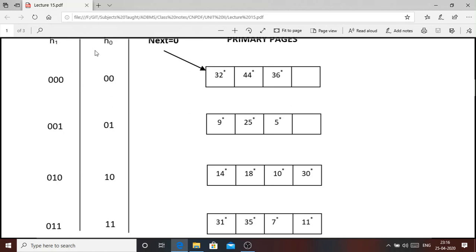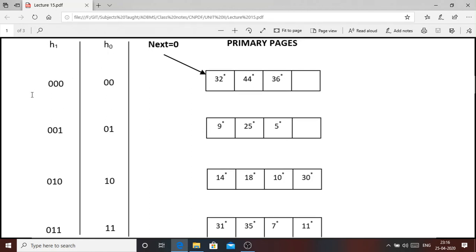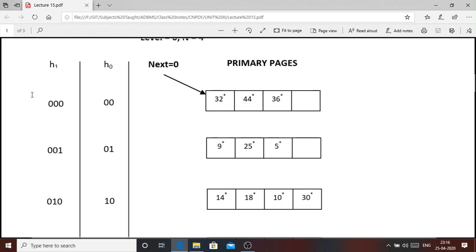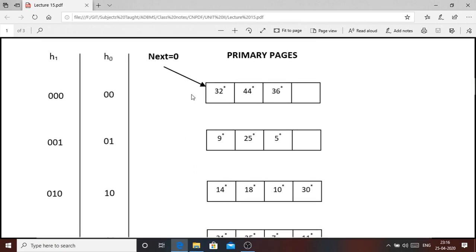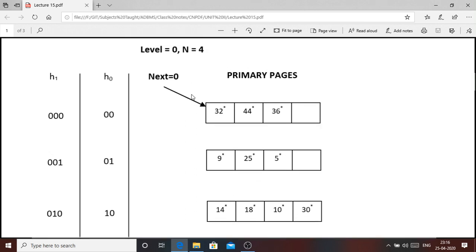The h1, as I told you, since it is one more bit, is double of h0, the number of values that h0 can take. So here initially these are the primary pages or buckets. So n is equal to 4, level is 0 here, and next points to the level 0.